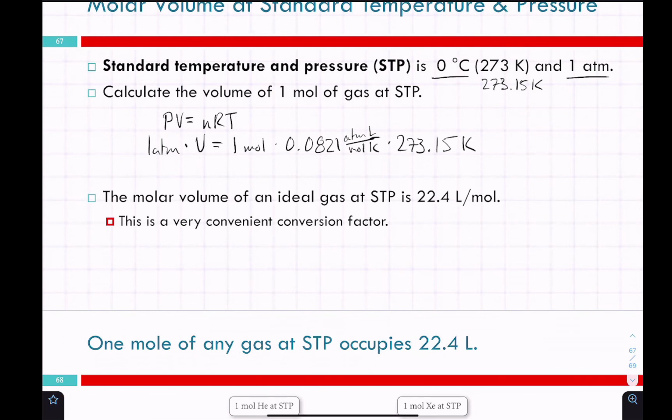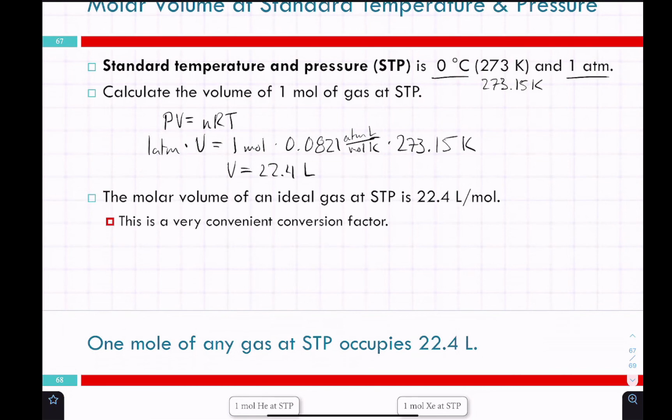Now, technically, we'll divide both sides by 1 atmosphere, and technically we'll multiply by 1 mole. But because they're 1, we don't need to actually type that into the calculator. We can just do 0.0821 times 273.15, and that's going to give us 22.4 liters.